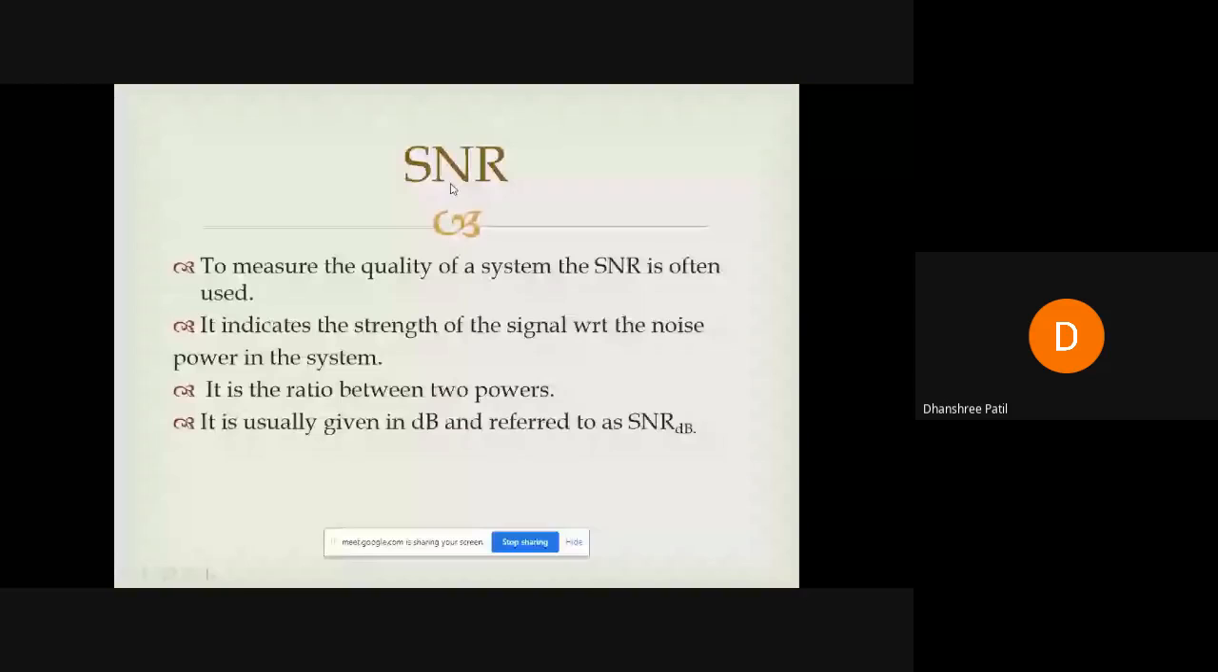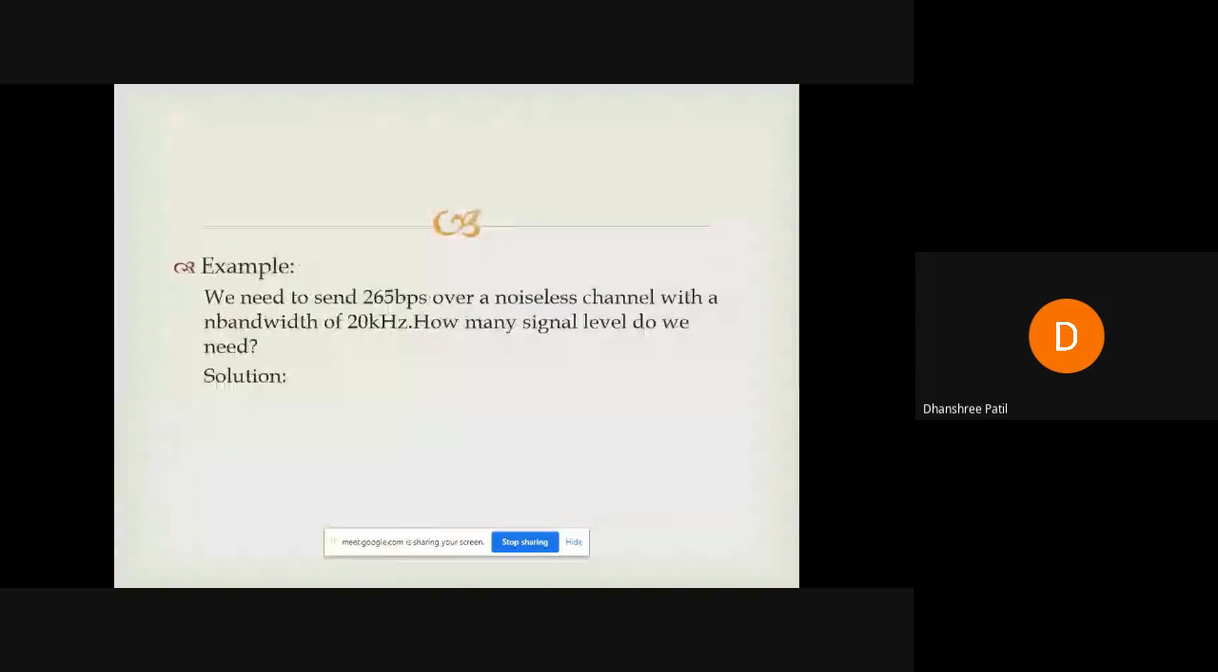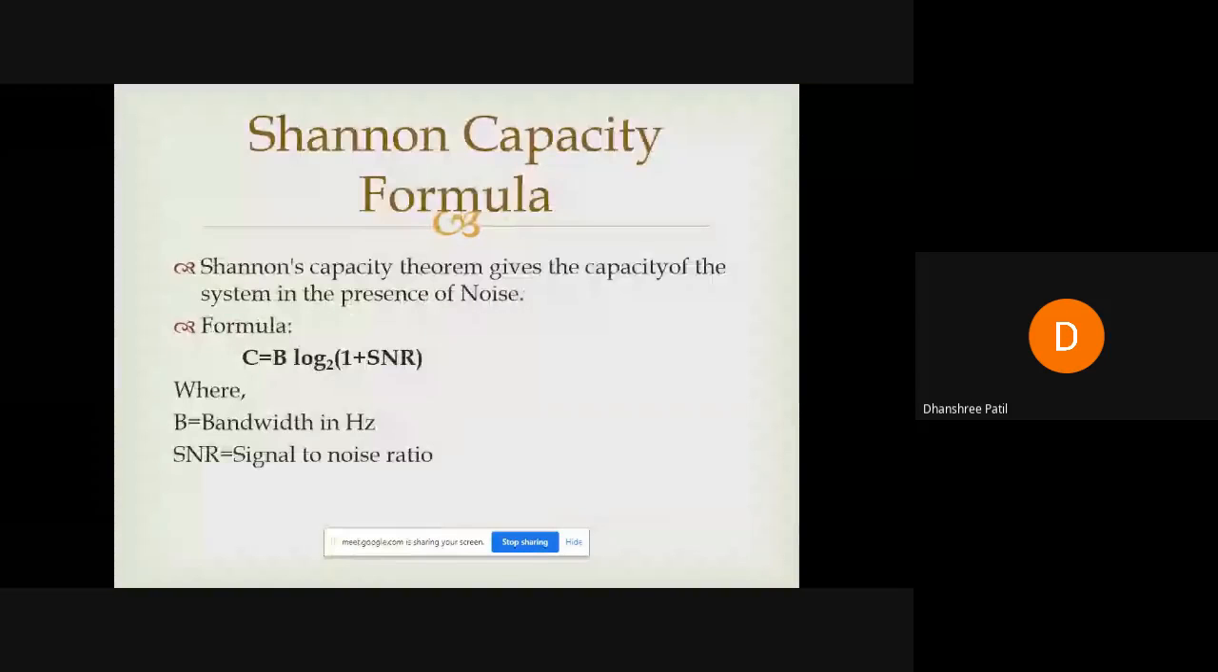Why it is used to indicate or decide the strength of the signal. If noise is present, what will be the strain? If it is not present, how much data can be sent? All these things are decided by it, and it is used in the Shannon capacity formula. This one. So what is the formula?